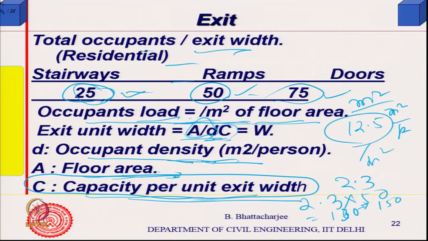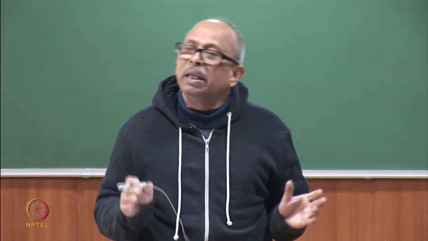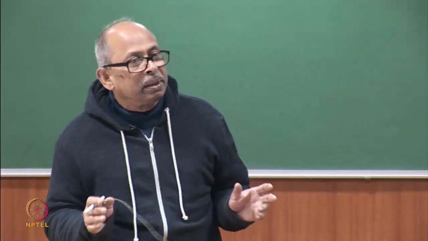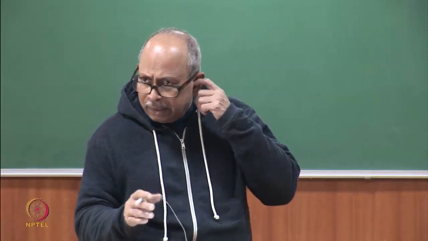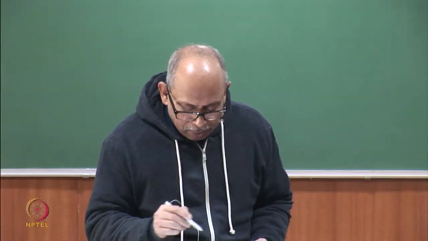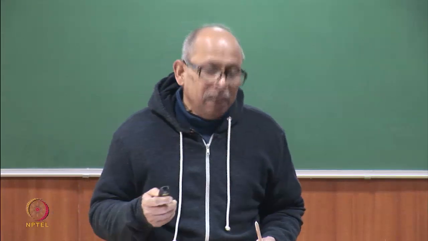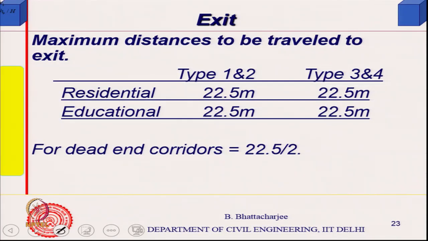If you divide by that, you get how many units of exit width you need, multiplied by 50 gives that many centimeters, and you increase it to the nearest multiple of 25. Sometimes the guidelines are given straight away in meters, depending upon the situation. But the basic idea is this. This is how you should determine the minimal exit width, and the maximum distance travelled is also given, as is the final exit to get out of this space.